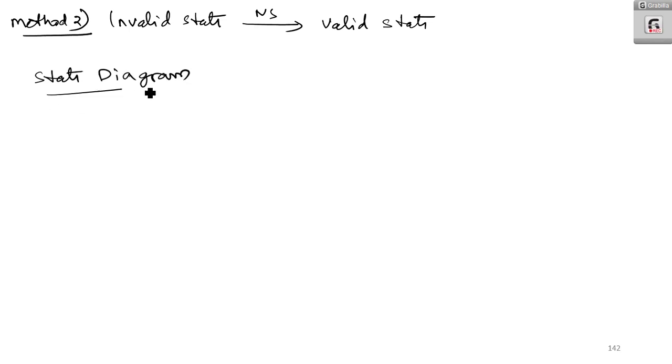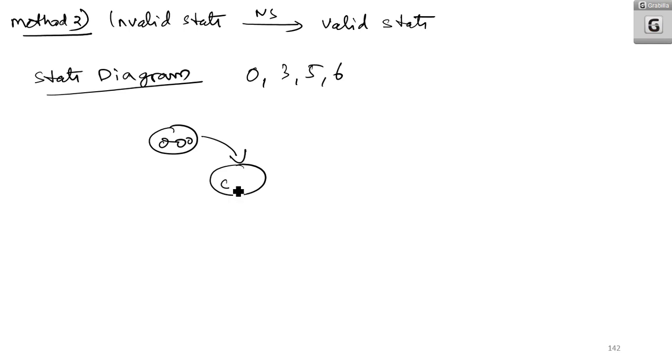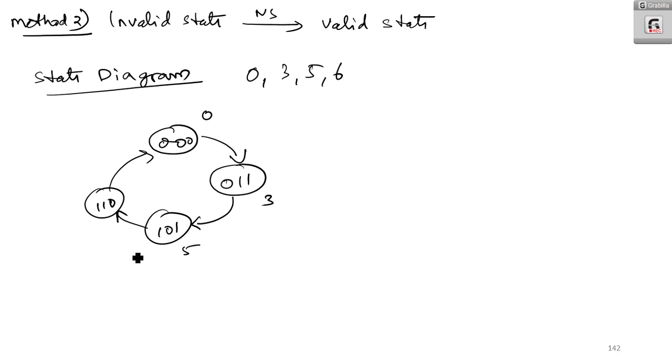So here which are the valid states? The valid states are 0, 3, 5, 6. That is 0 is 0, 0, 0; 3 is 0, 1, 1; 5 is 1, 0, 1; 6 is 1, 1, 0. Okay. This is 0, 3, 5, 6.